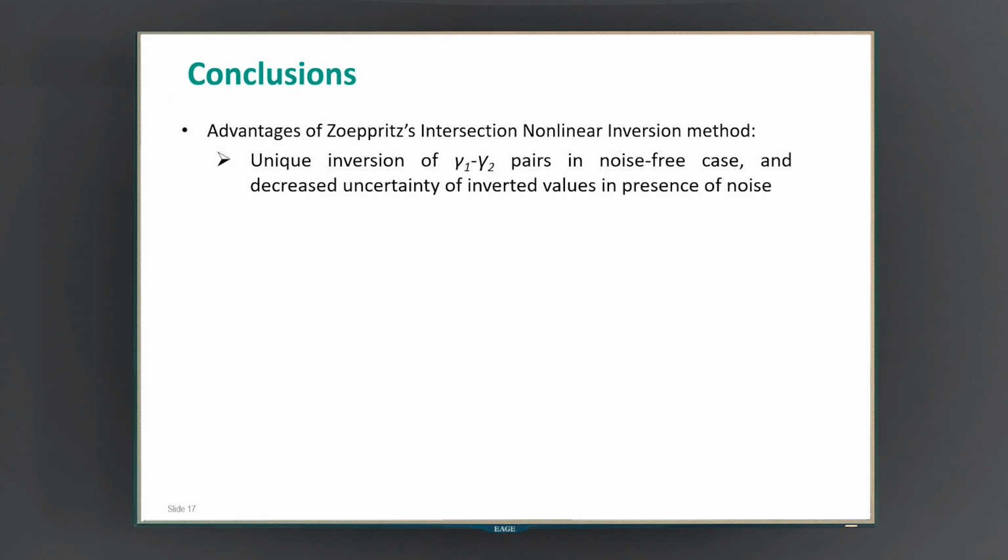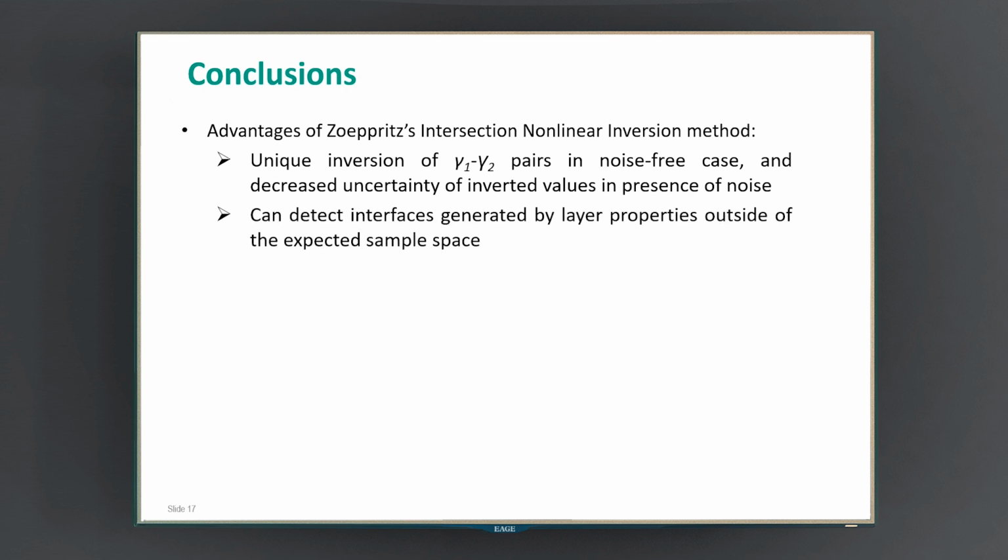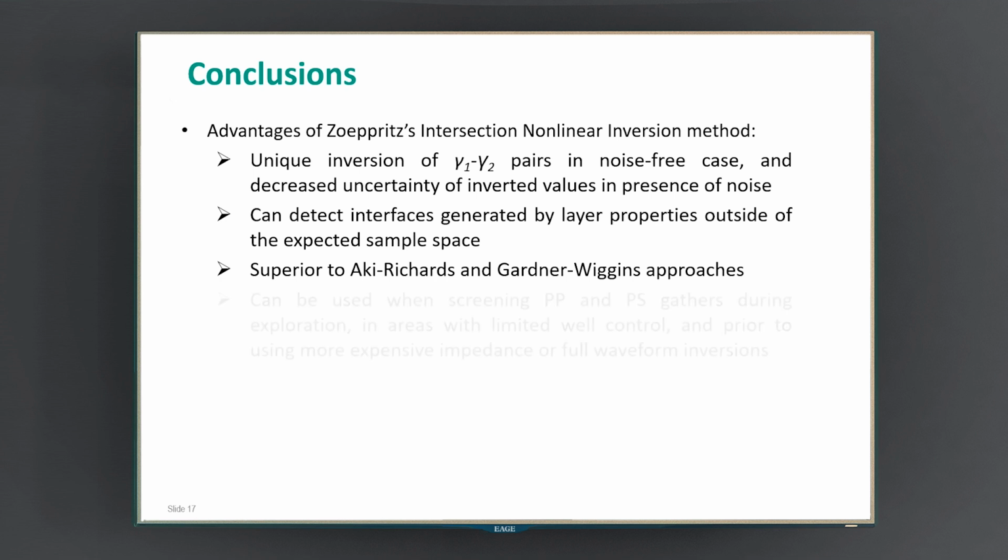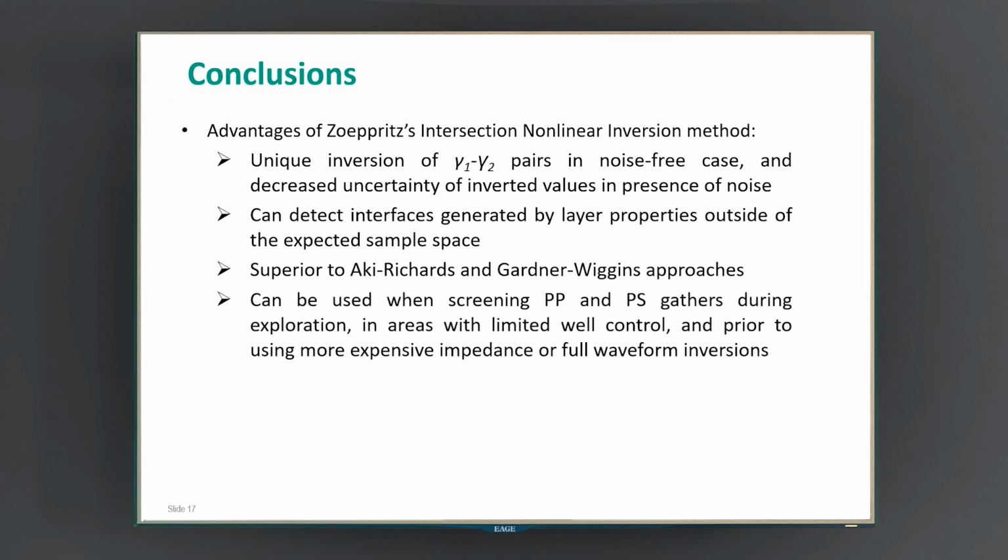Unique and exact inversion of gamma 1, gamma 2 pairs in noise-free case, and decreased uncertainty of inverted values in presence of noise. It can detect interfaces generated by layer properties outside of the expected sample space. Furthermore, it is superior to Aki-Richards and Gardner-Wiggins approaches, and it can also be used when screening P2P and P2S gathers during exploration in areas with limited well control and prior to using more expensive impedance or full waveform inversions.